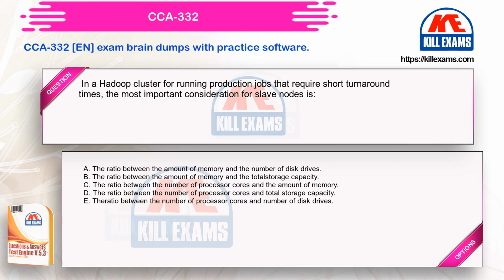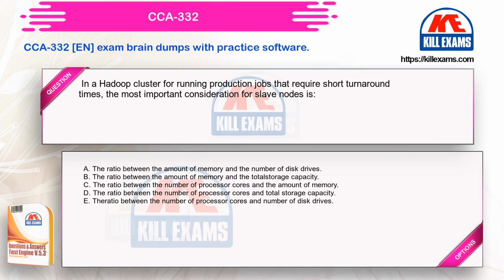In a Hadoop cluster for running production jobs that require short turnaround times, the most important consideration for slave nodes is: Option A. The ratio between the amount of memory and the number of disk drives. Option B. The ratio between the amount of memory and the total storage capacity. Option C. The ratio between the number of processor cores and the amount of memory.